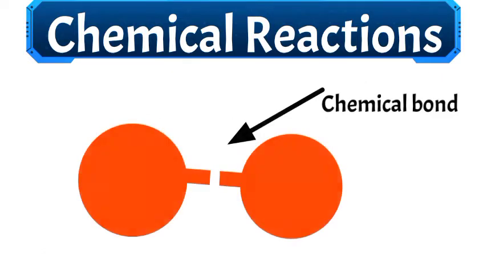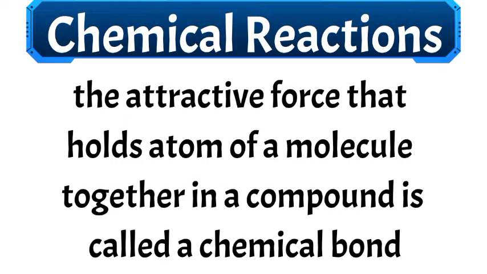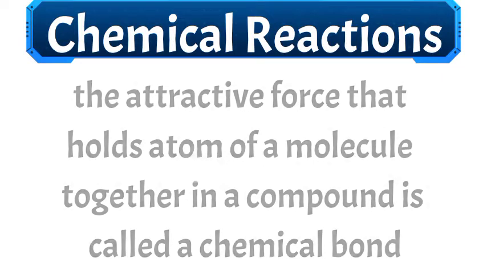During a chemical reaction, the chemical bonds between the atoms of reactants break, and the rearrangement of atoms and formation of new bonds takes place, making new substances. The attractive force that holds the atoms of a molecule together in a compound is called a chemical bond.